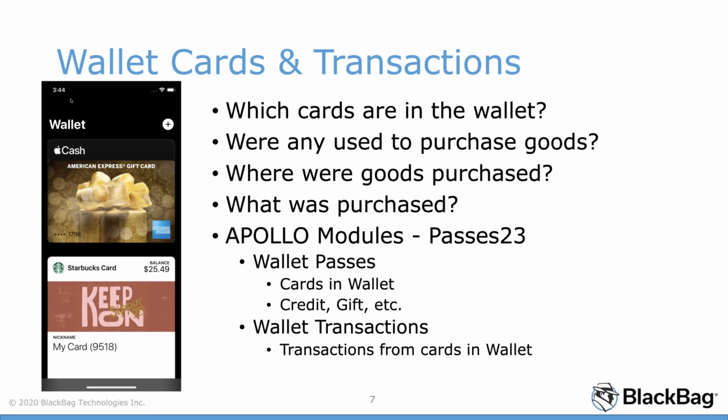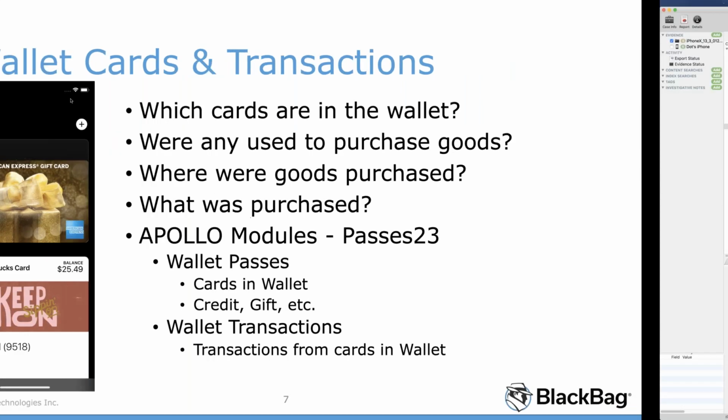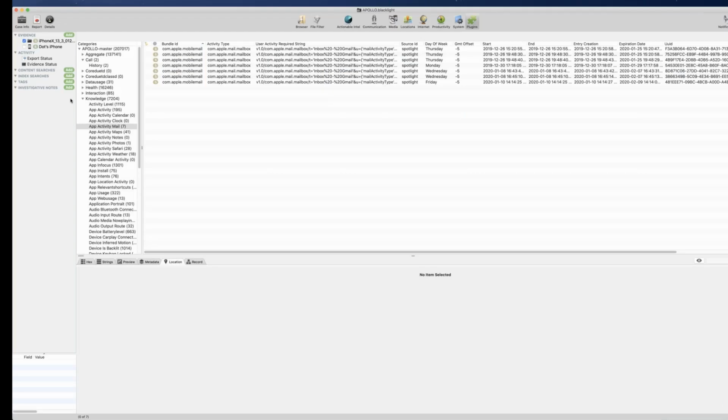So a couple of questions I would like to answer. What cards do I have available? Sometimes you won't be able to actually look at the device. You might just have the dump of the device, and you want to see which cards the user had available. Were any of them used to purchase goods? Where were they used? What was potentially purchased? We're going to focus here on the Apollo modules under the Passes 23 section. Passes 23 is the database name for all of this wallet information.